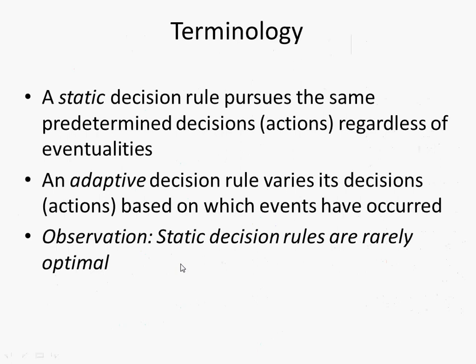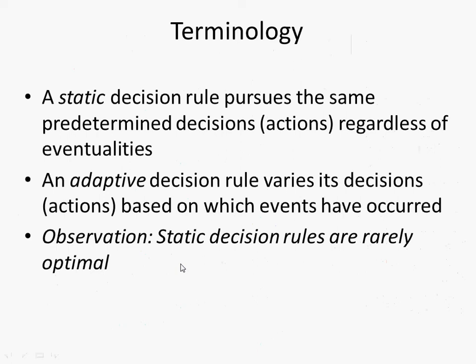So a static decision rule here pursues the same predetermined set of decisions, actions, regardless of eventualities, regardless of what's been observed in terms of events. We're doing the same thing. An adaptive decision rule, by contrast, varies its decisions based on which events have occurred. Now, the observation here is that static decision rules, ladies and gentlemen, are rarely optimal.